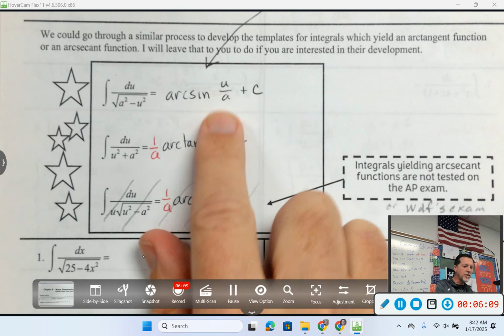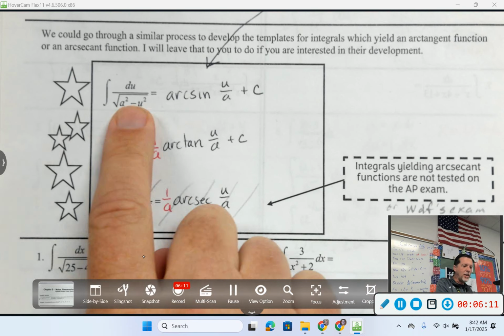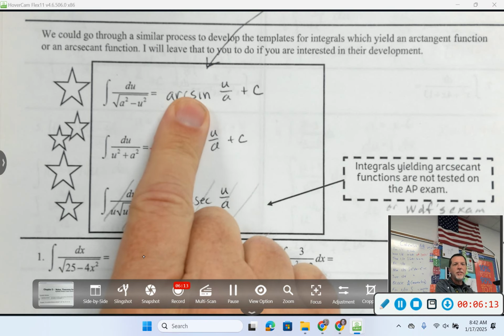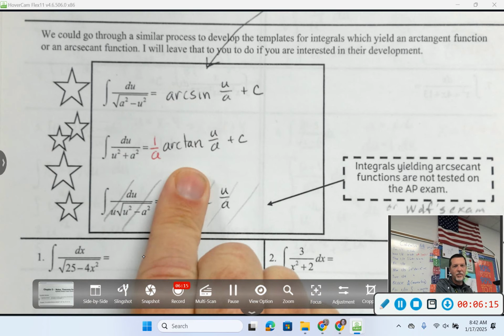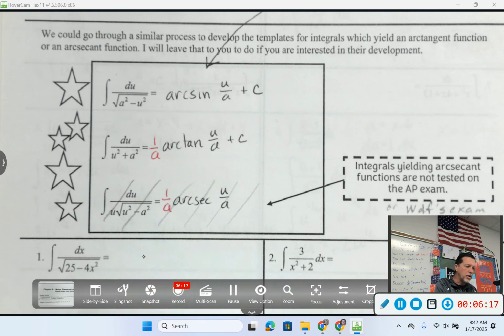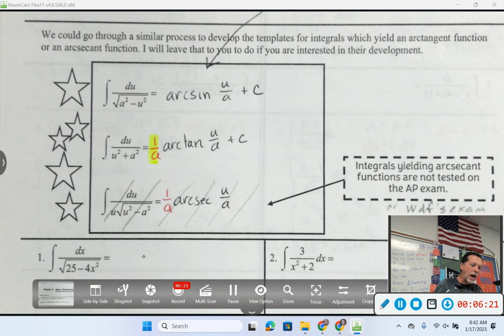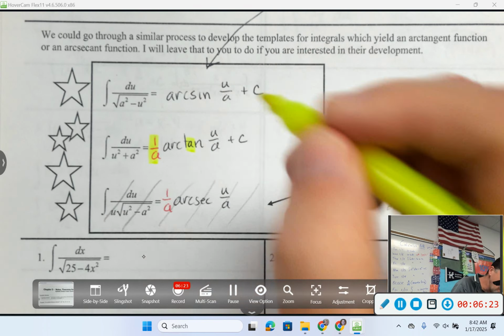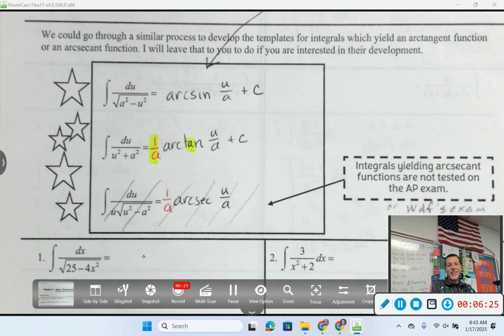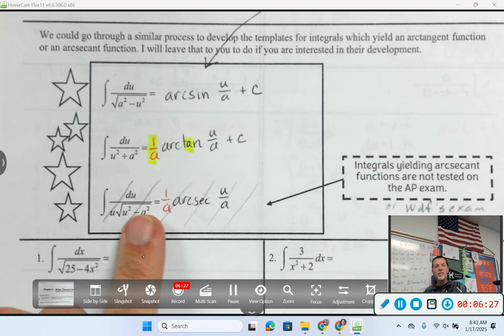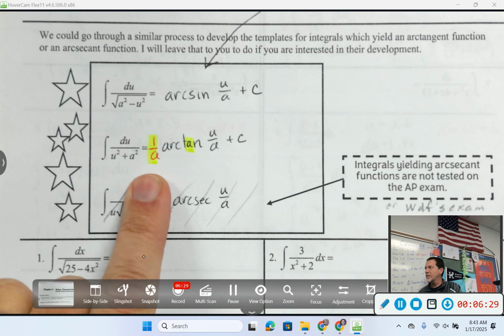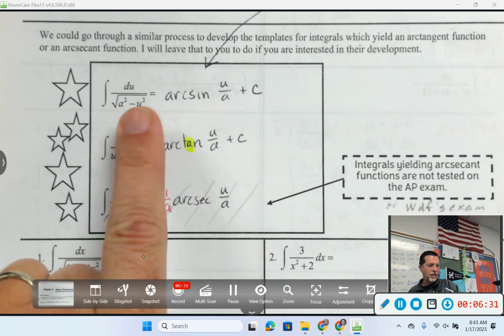So the main difference is if you know the derivative rules, it's easy to spot which one is sine and which one is tangent. The main difference is that 1 over a out front. How I always remembered it is the word tangent has an a in it, so it gets the extra 1 over a out front. Sine doesn't have an a, so no a out front.